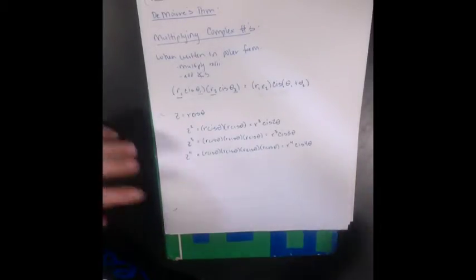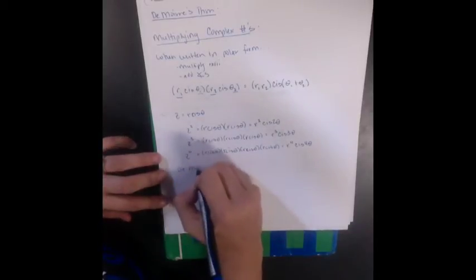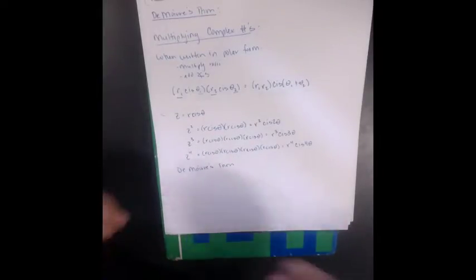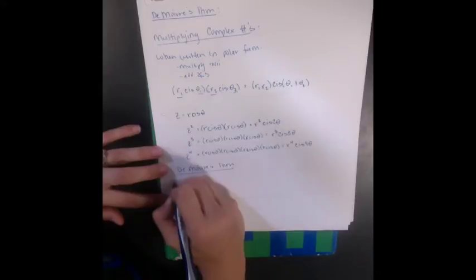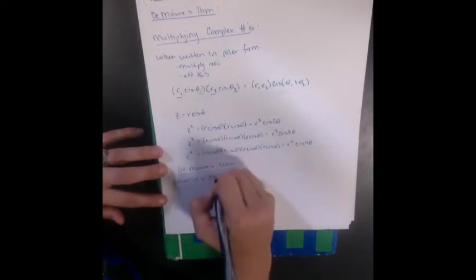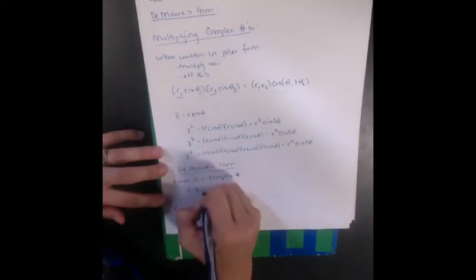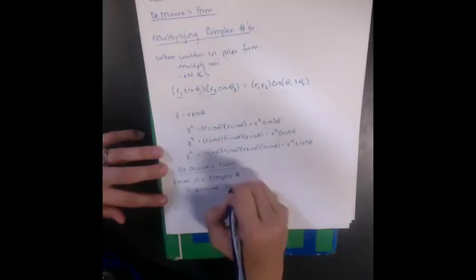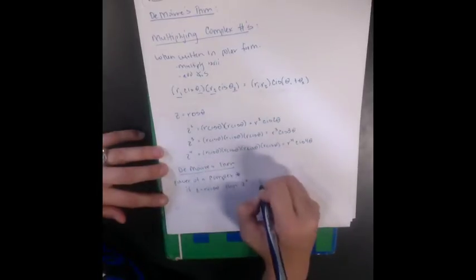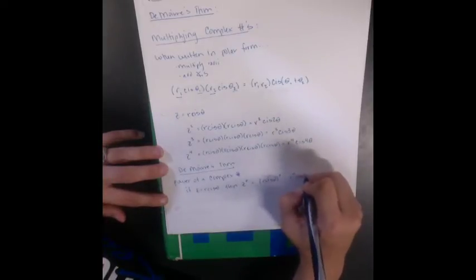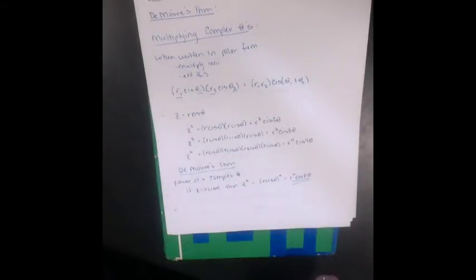Noticing a pattern? This is De Moivre's theorem. And it exactly says the power of a complex number: if z equals r cis theta, then z to the n is r cis theta to the n, which is r to the n cis n theta. That is the whole key to the entire thing. So let's do some examples.